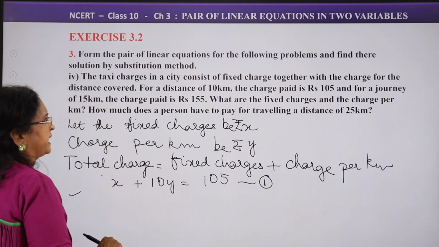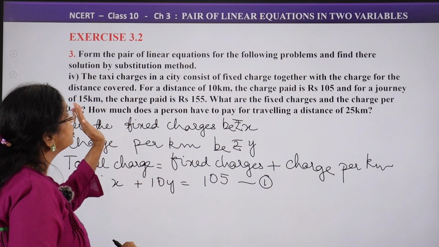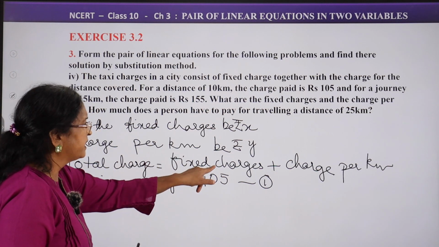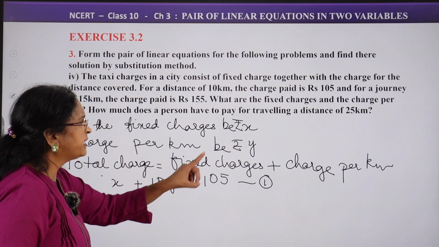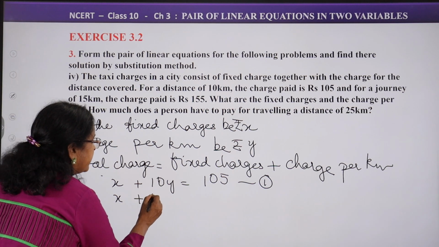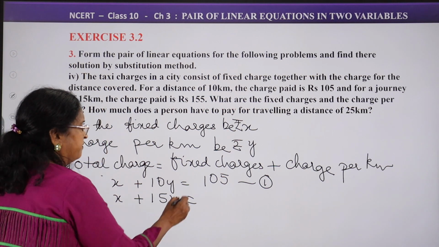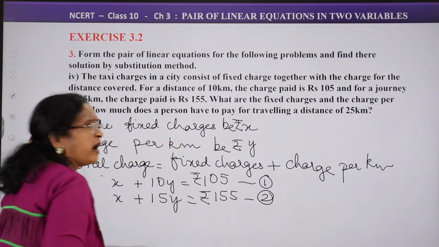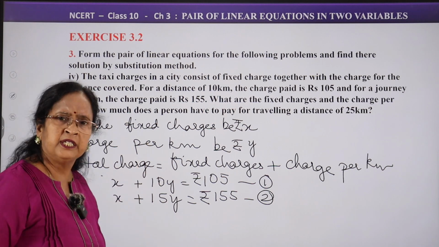Alright. Now coming to the second. For a journey of 15 kilometers, the charge paid means total charge is rupees 155. Now what is the fixed charge? X. And what is the charge per kilometer? For 1 kilometer it is Y. For 15 kilometers, correct, 15Y. But what is the total? Rupees 155. Alright, the total charge is rupees 155. So as directed, we have framed the pair of linear equations.